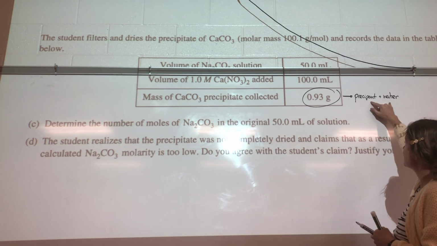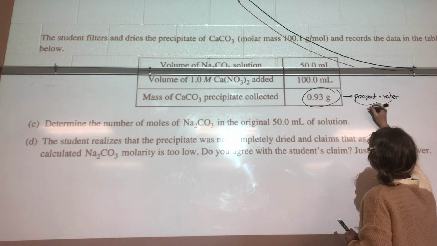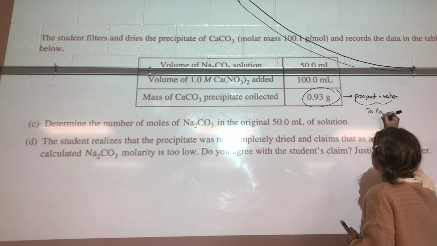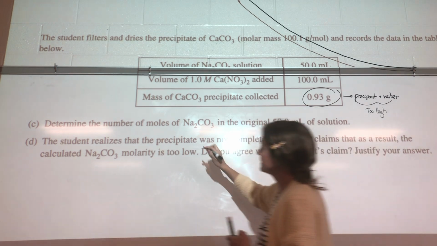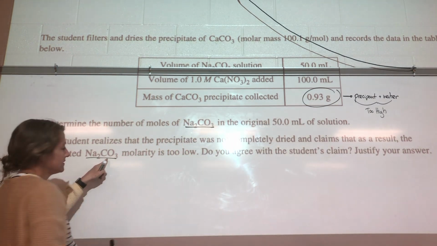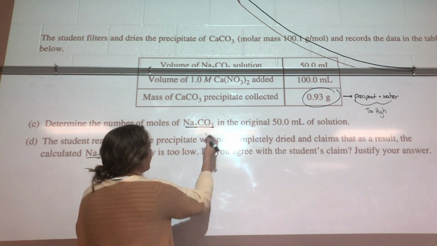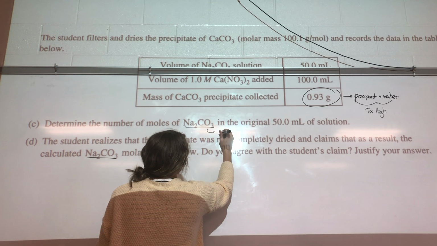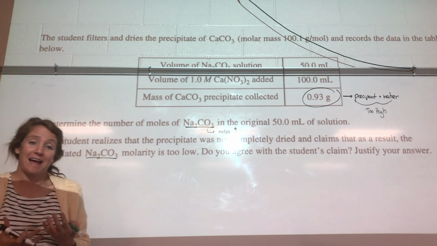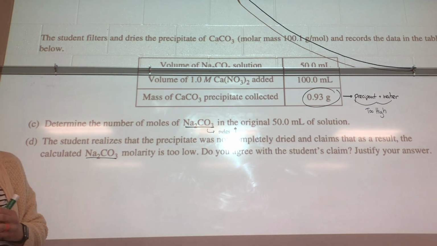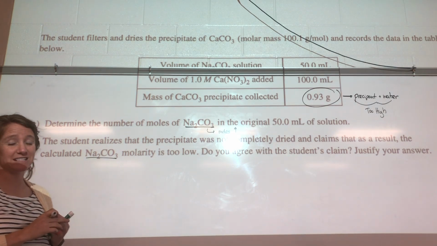So since this is precipitant plus the water, that means this value is too high. And if this value is too high, thinking back to what we did on C, because C is how we find moles of this, okay? If that's too high, then the molarity or the moles are going to be too high. Okay, they're going to be higher than they should be, and so then the calculated molarity would also be too high. So that's why you should disagree with the claim.